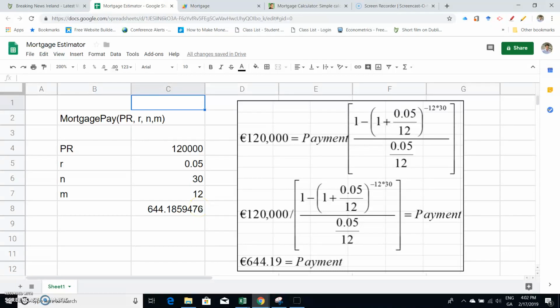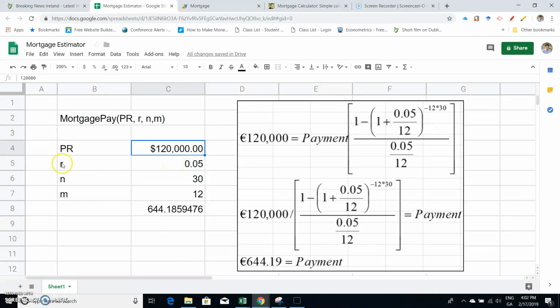So in this video, I'm just going to take a simple look at how to estimate mortgage repayments. Typically, when you purchase a house, you have to borrow a sum of money. It can be quite substantial. So we're going to assume that the amount we're borrowing is $120,000, and that we're going to repay at an interest rate.